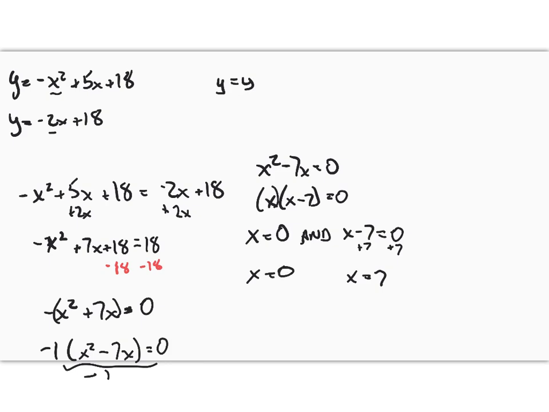So what does this tell us? This tells us that this line intersects when x equals 0 and x equals 7. You can plug them back into both equations and you'll see that you'll get the same y at x equals 0 and when x is 7.